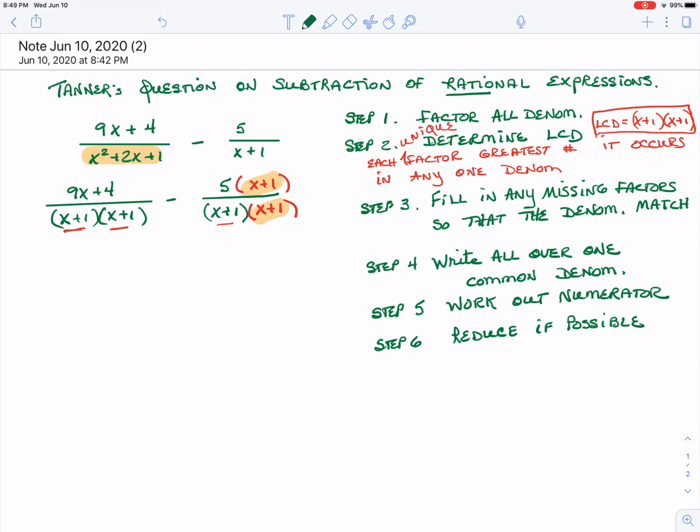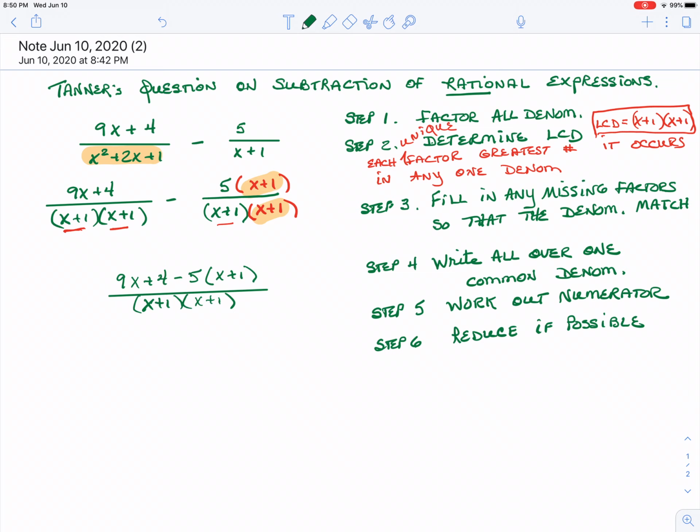Step 4 is now that these denominators match, you're going to want to draw one fraction bar. Write that denominator down one time because it's now the common denominator. And then you want to write down these numerators. All right, so I've finished step 4.